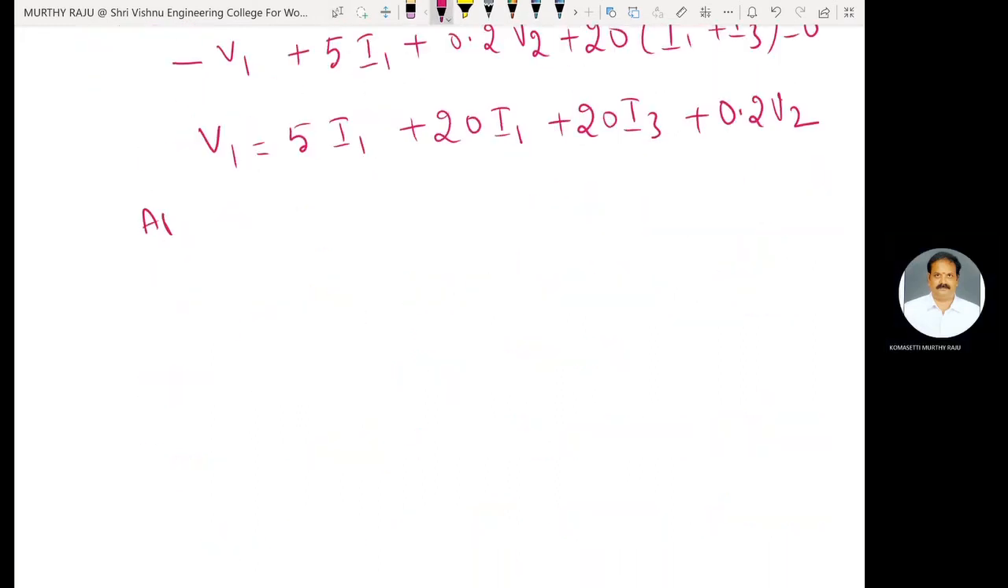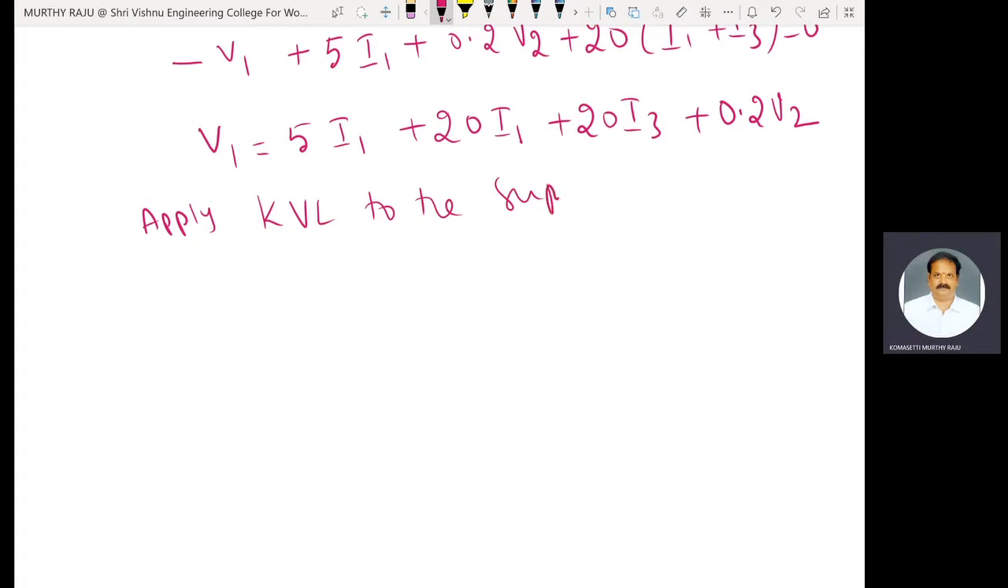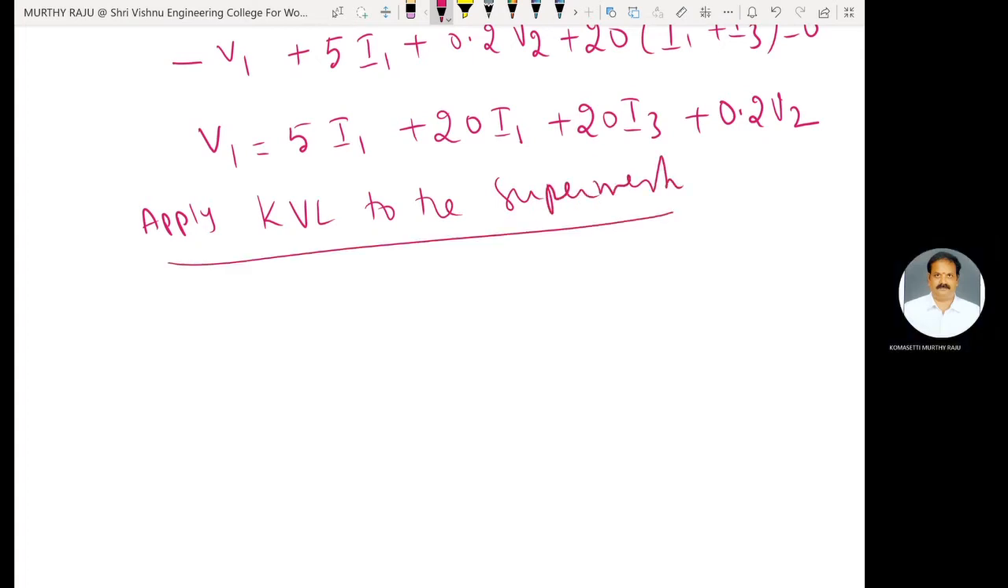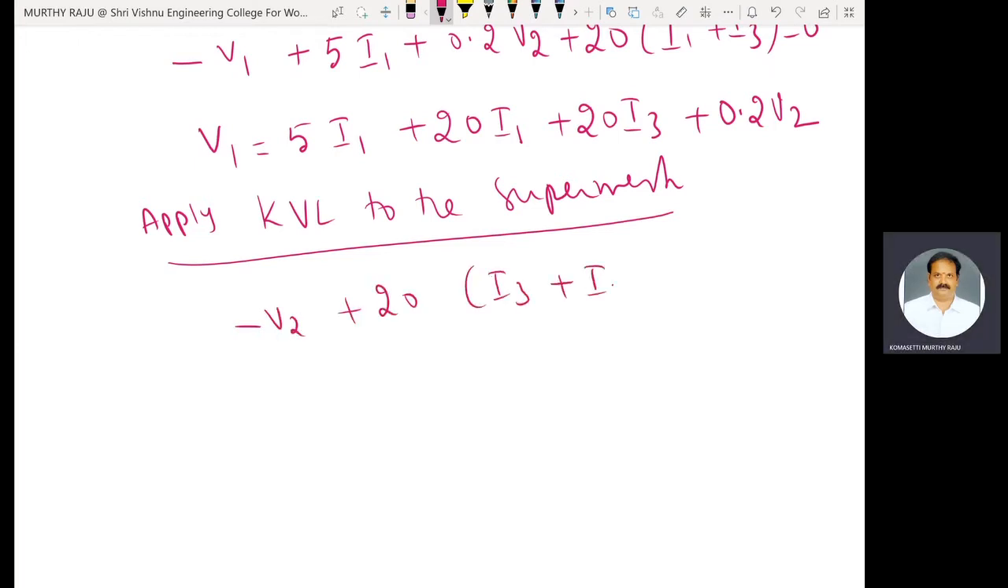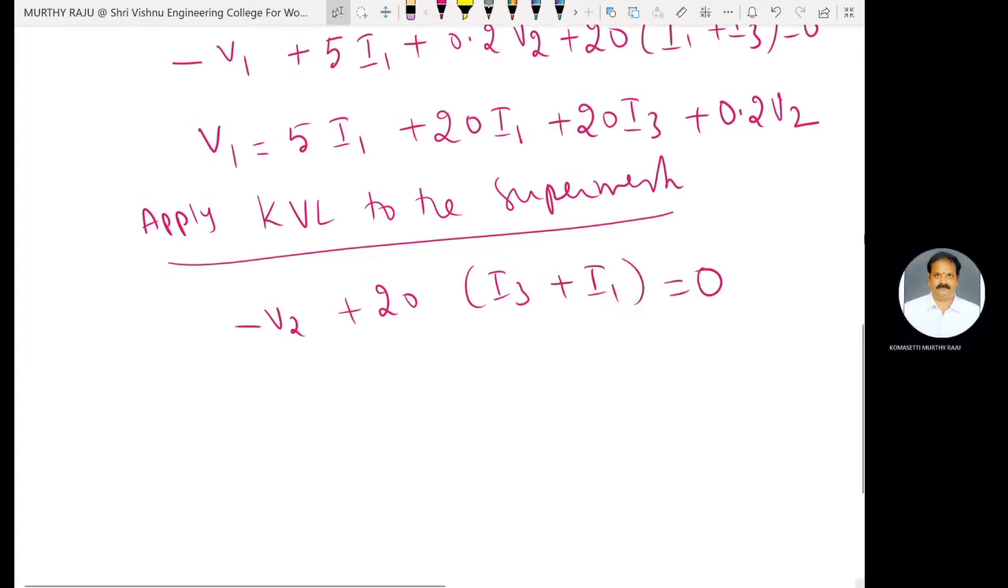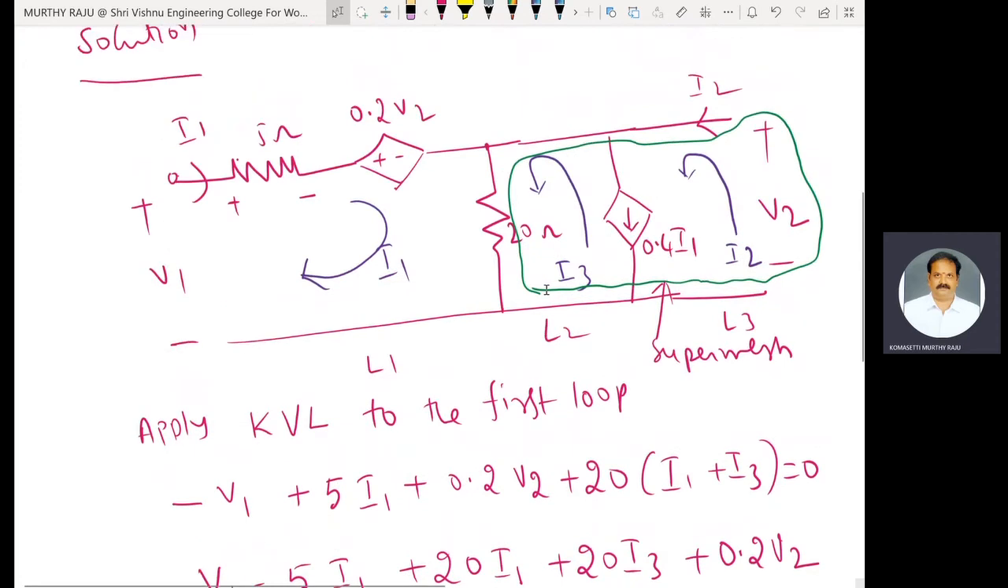Apply KVL to the supermesh. Minus V2 plus 20 into I3 plus I1 is equal to 0.